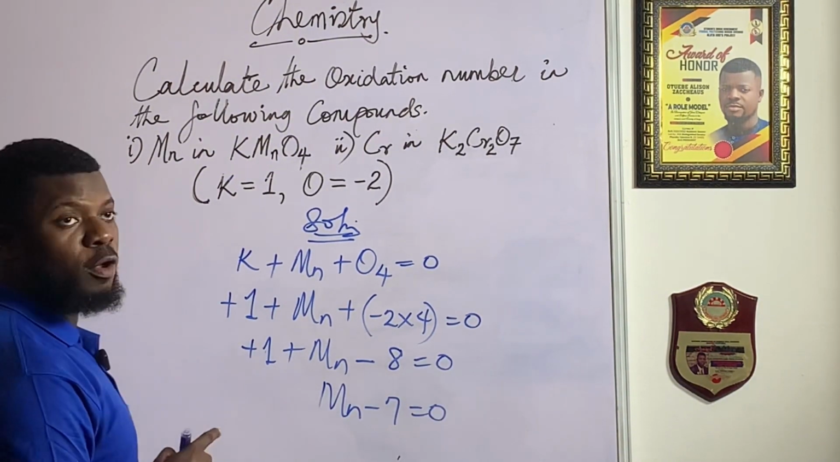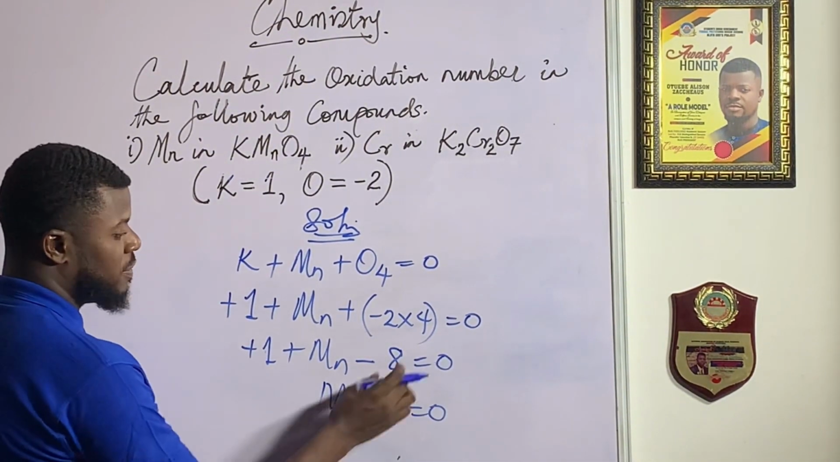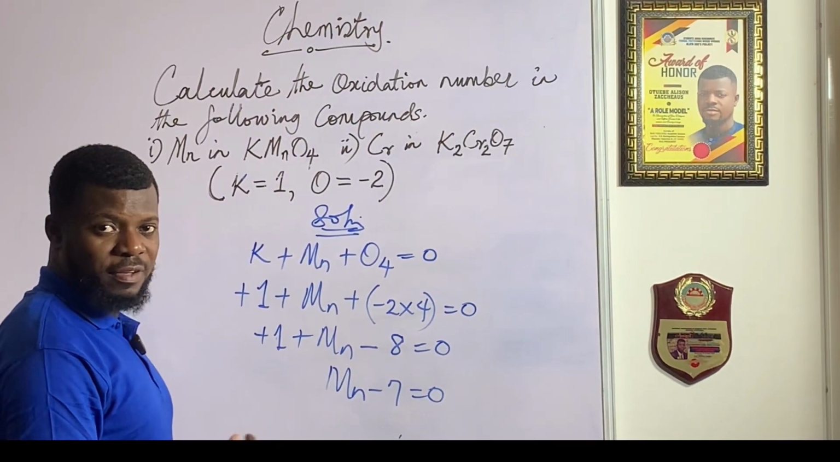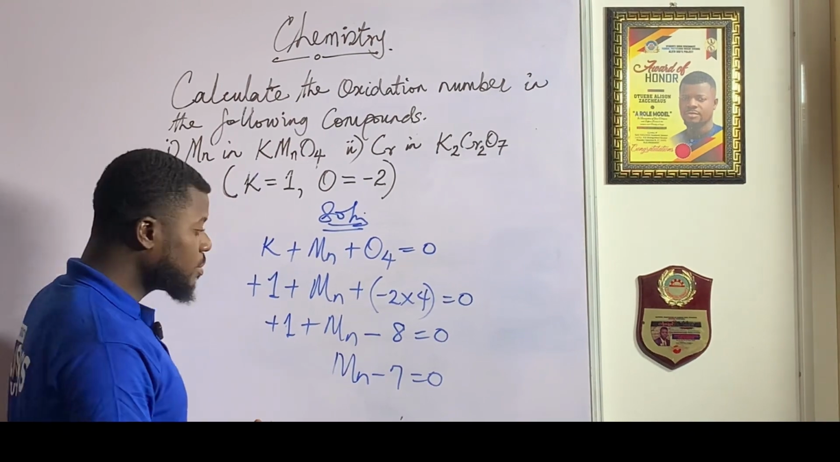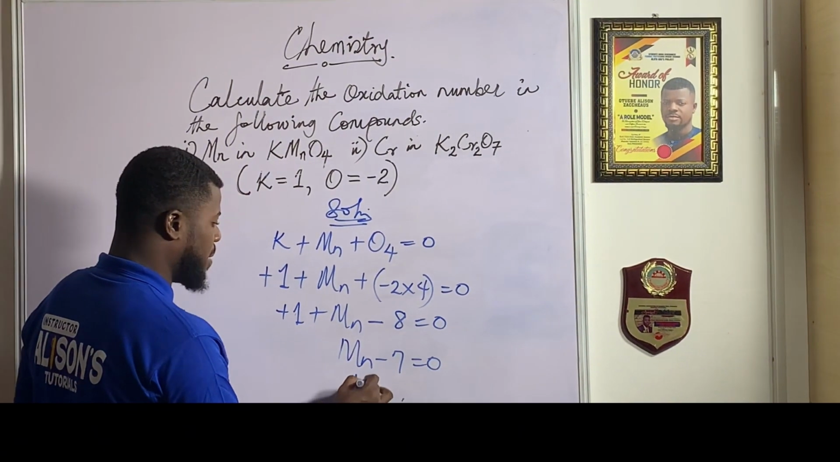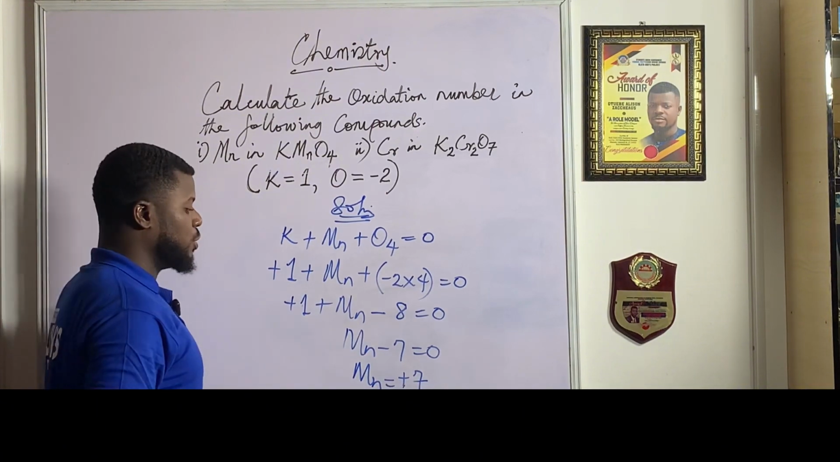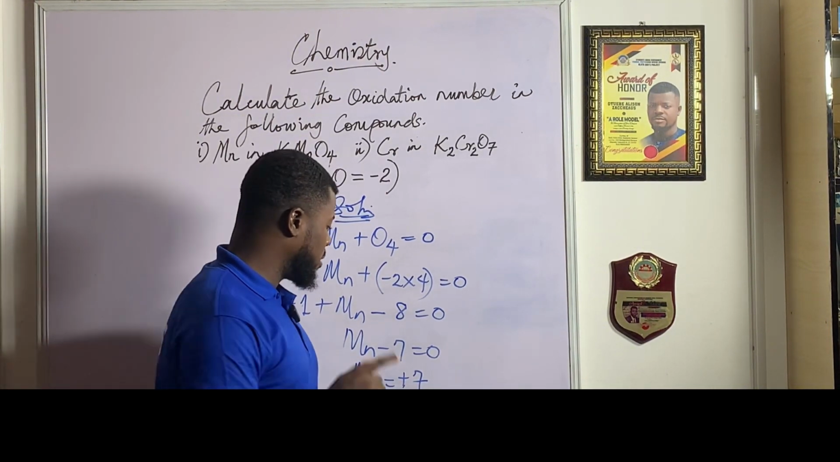To get the oxidation number of manganese, you take this -7 across, or you add 7 to both sides of the equation. So when you do that, you have this manganese to be equal to +7. Therefore, the oxidation number of manganese is +7.